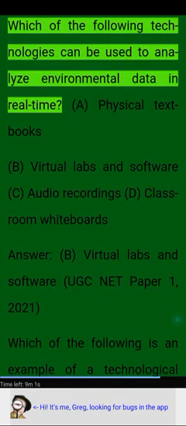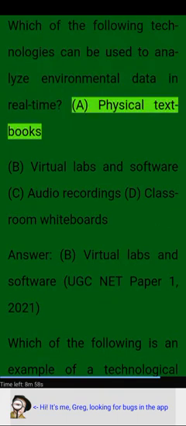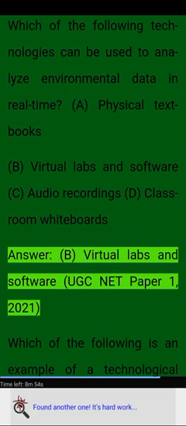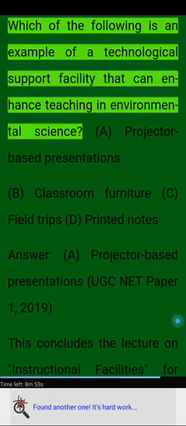Which of the following technologies can be used to analyze environmental data in real time? A. Physical textbooks. B. Virtual labs and software. C. Audio recordings. D. Classroom whiteboards. Answer. B. Virtual labs and software. UGC Net Paper 1, 2021.